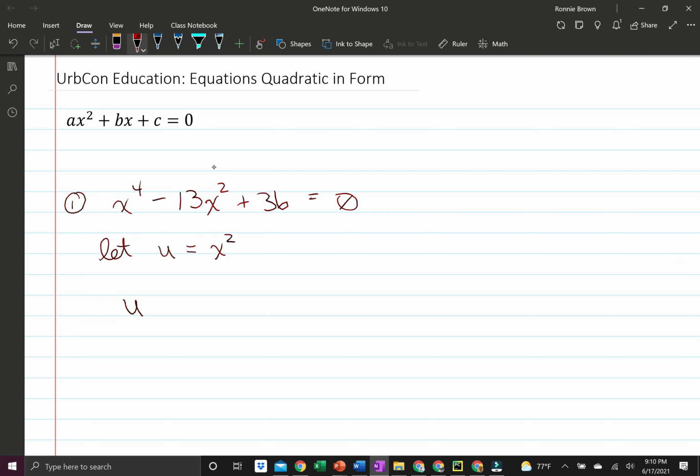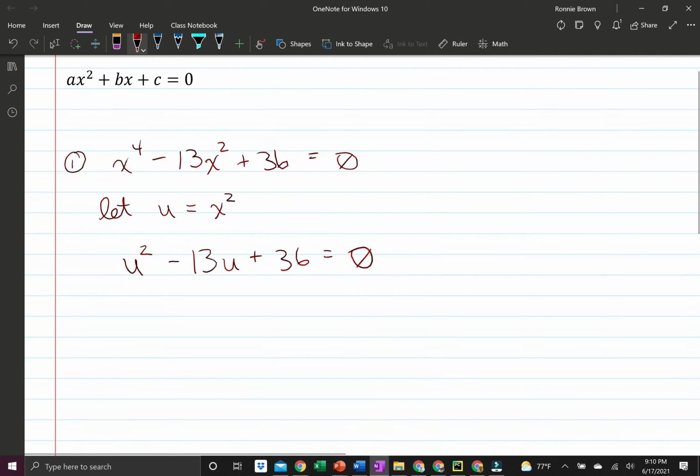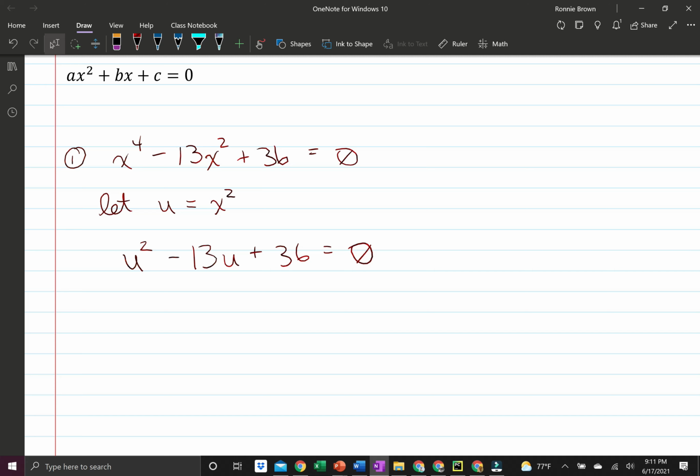So u to the second power. Since u is already x to the second power, that's what we initialized, then u to the second power is x squared to the second power. When you raise a power to a power, you multiply, and we would get x to the fourth. So instead of x to the fourth, we write u squared minus 13. Instead of x squared, we're saying u is x to the second, 13u, plus the 36, that constant comes along, equals 0. And now this looks much more familiar. It's actually now in quadratic form, right?